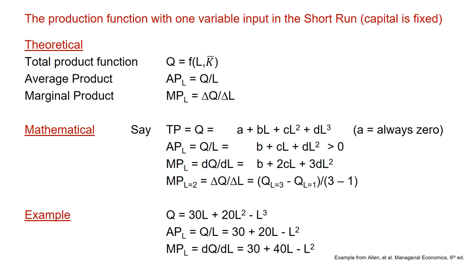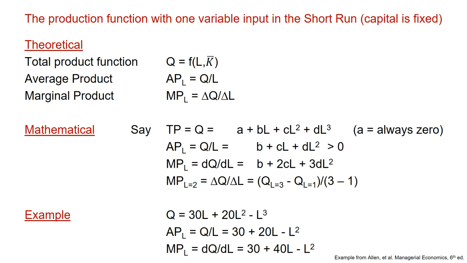So a mathematical model would be in the second case. TP is just total product. That's how it's written sometimes. Is equal to output. And we have a cubic function here that's suggested by Allen's managerial economics book as an example. And it just says that his mathematical expression is a cubic function of labor where A is always 0.